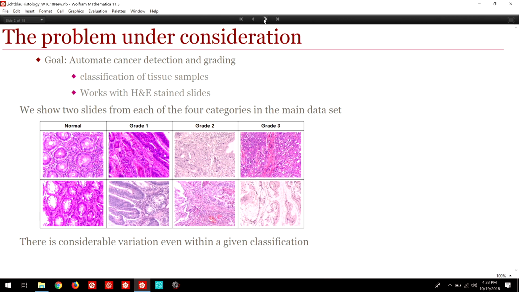What we wanted to do, among other goals, was to classify colon cancer histopathological images into 4 classes. This is the data set we mainly worked on. So we had 4 classes back then: normal, grade 1, grade 2, and grade 3.